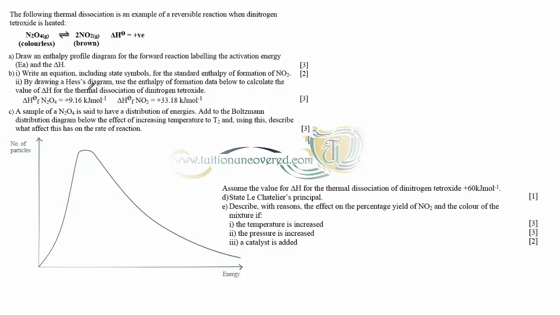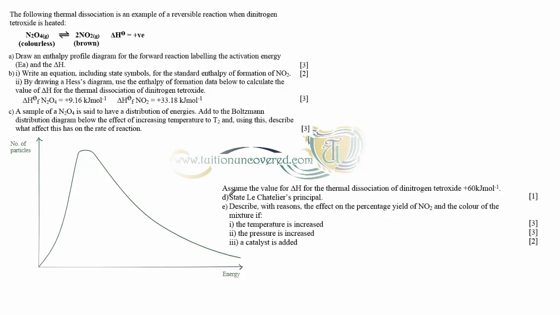Draw a Hess's diagram. Use the enthalpy of formation data below to calculate the value of delta H for the thermal dissociation of dinitrogen tetroxide. Here you have two values for delta H formation of N2O4 and NO2. A sample of N2O4 is said to have a distribution of energies. Here's a Boltzmann distribution curve. Show the effect of increasing temperature to T2, and using this, describe what effect this has on the rate of reaction.